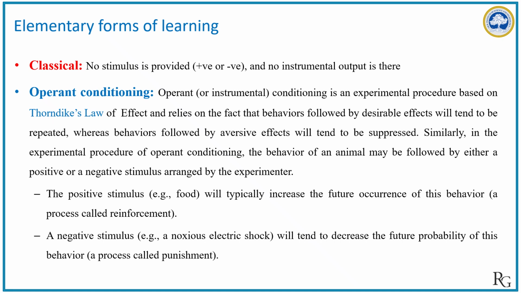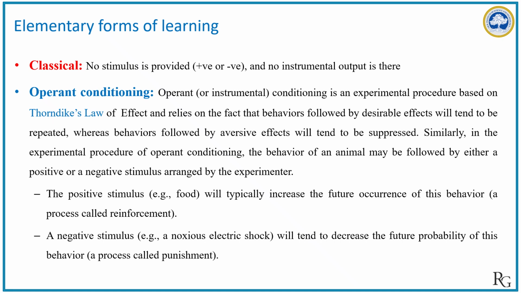Whereas on the other hand, operant conditioning involves active behavior and consequences. So this type of learning is based on Thorndike's law of effect, which states that behavior followed by pleasant consequences is more likely to be repeated, while behavior followed by unpleasant consequences is less likely to occur. So in operant conditioning, the experimenter arranges the outcomes. So a positive stimulus can be there or a negative stimulus can be there.